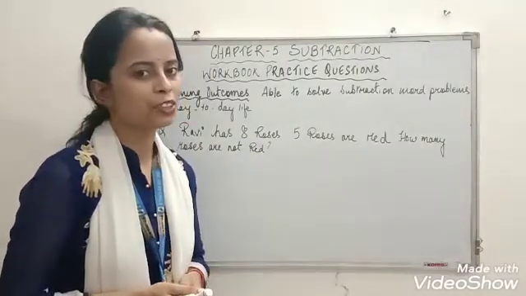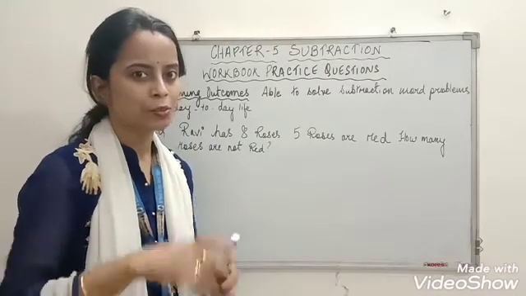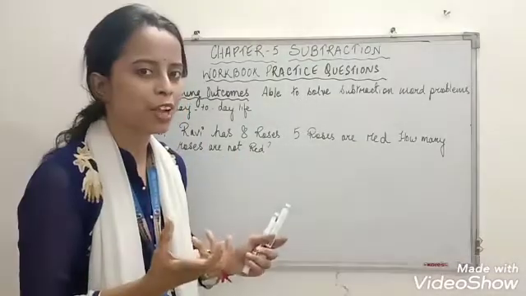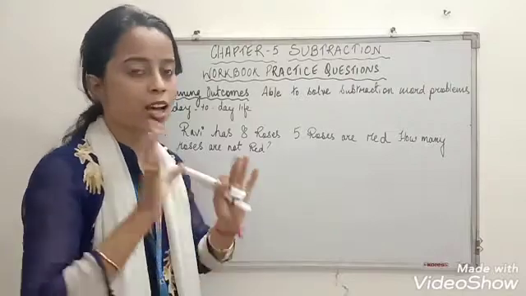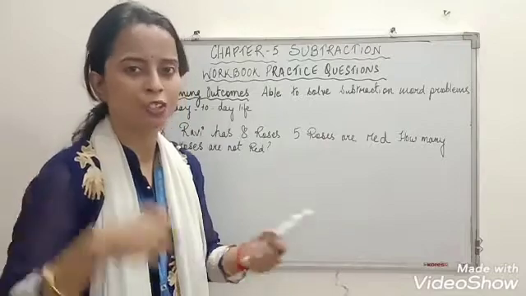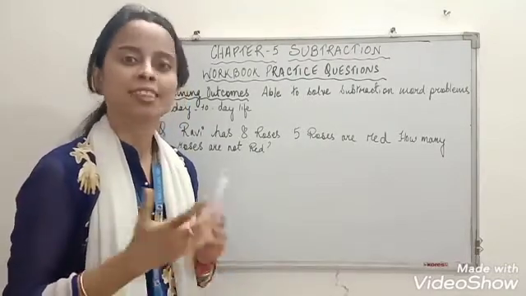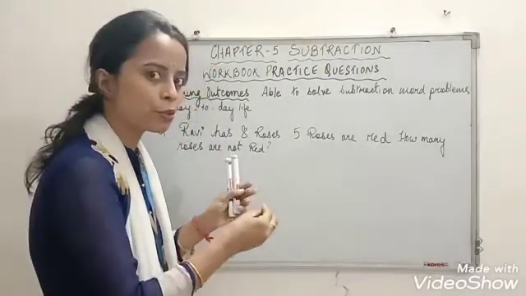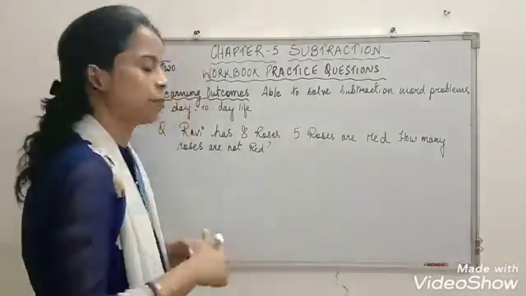How are you going to find out, children? So, how many roses are not red? Ravi has 8 roses. Out of 8, 5 roses are red. How are you going to find out? Here, what are we going to do? Which concept? We are going to apply subtraction.